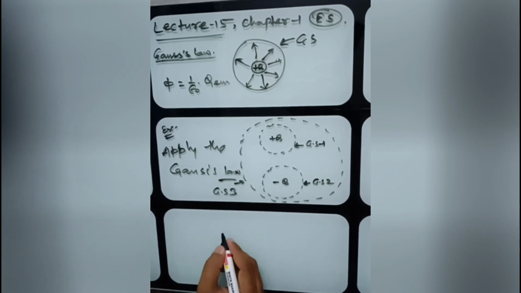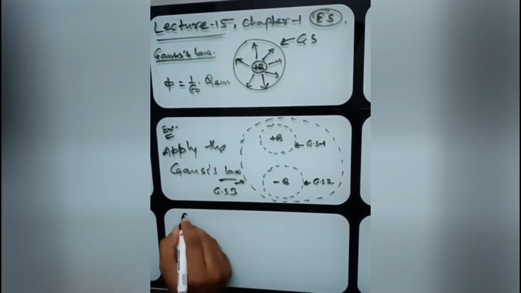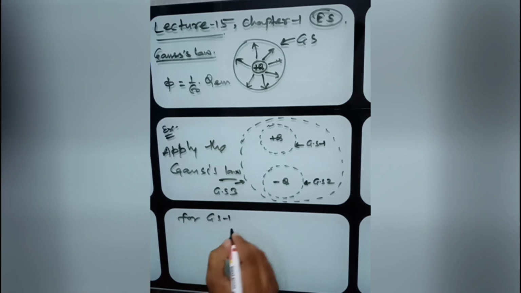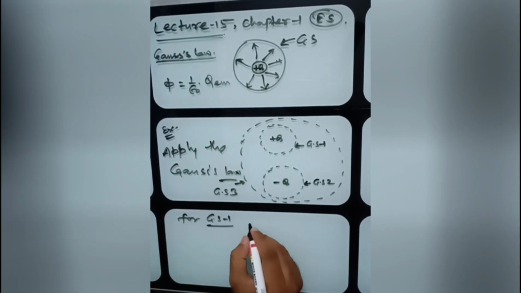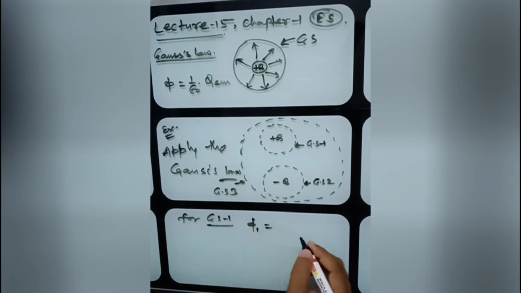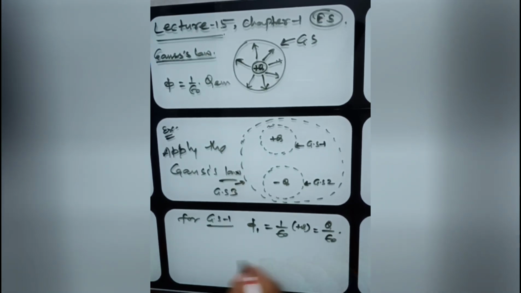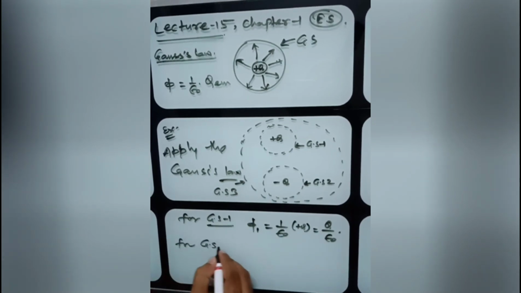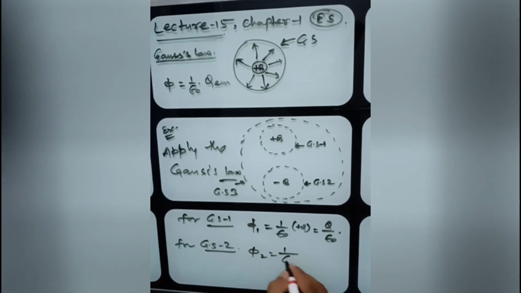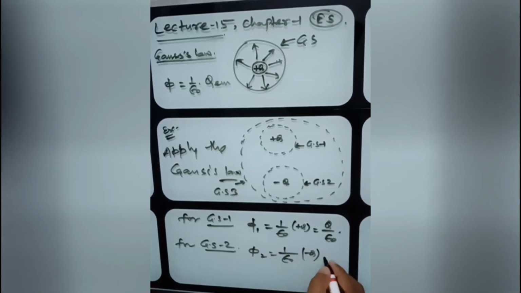For Gaussian surface 1, you can write phi 1 as 1 by epsilon naught Q enclosed. How much is it? It is plus Q, so it will be Q by epsilon naught. For Gaussian surface 2, the phi 2 is minus Q by epsilon naught.